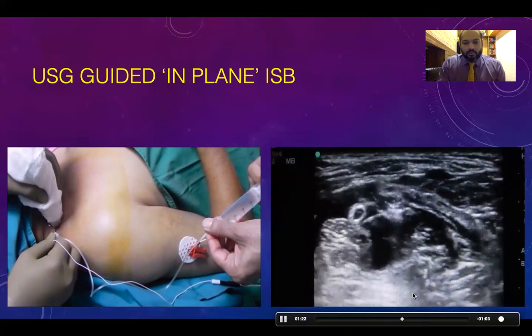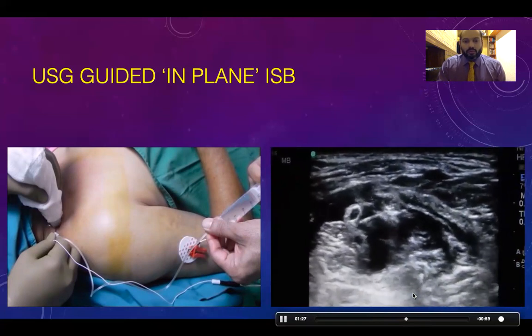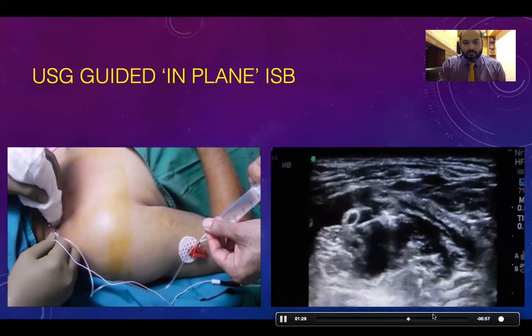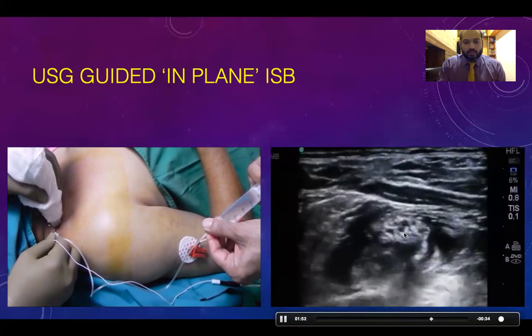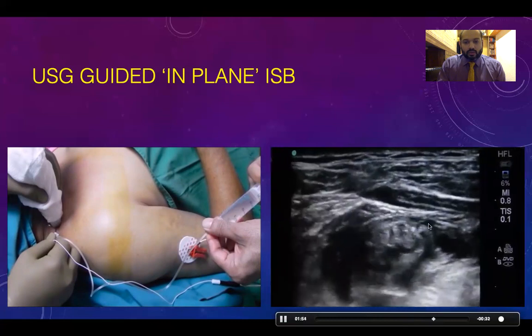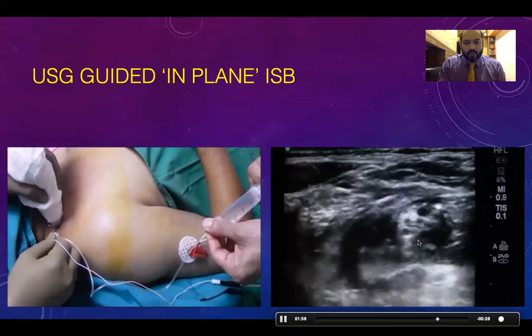So after completion, I will try to scan towards the supraclavicular area in order to see the extent of the drug spread. Once the injection is over, now here you can see the drug is surrounding the brachial plexus, even in the supraclavicular area.